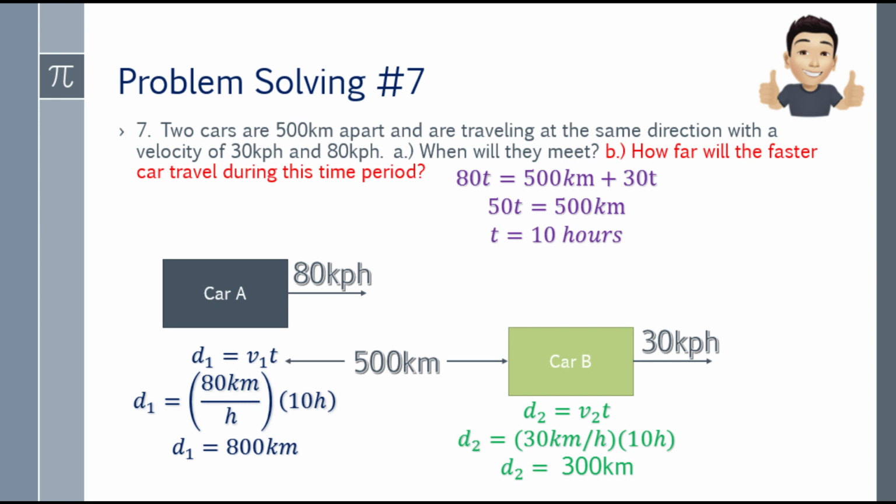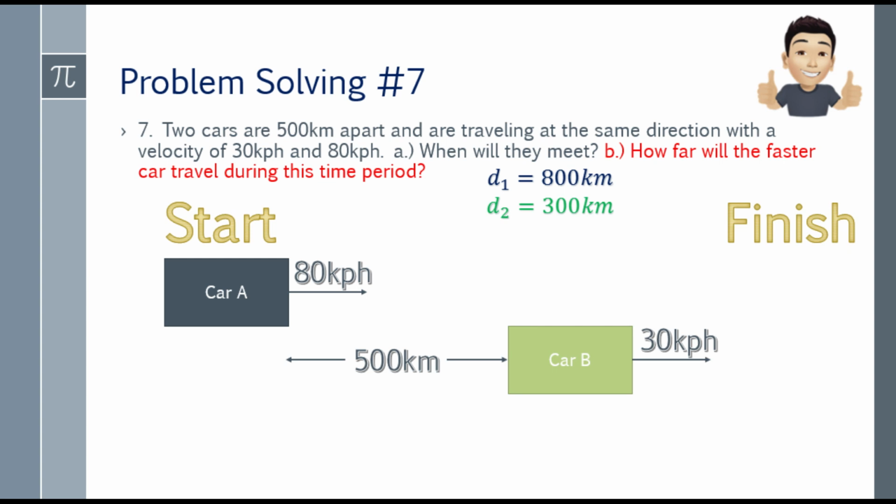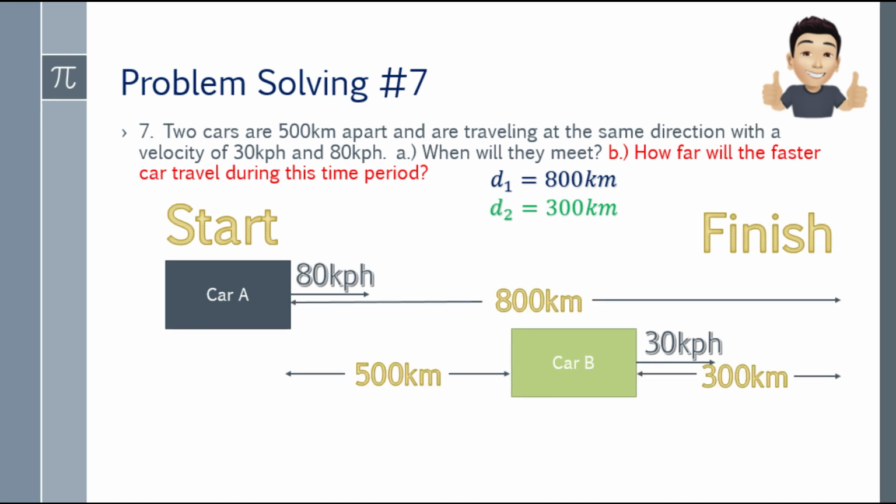For car B naman, that will be d is equal to 30 kilometers per hour times mo ng 10 hours, and the answer will be 300 kilometers. So, let's check kung yung answers natin, if it makes sense. So, visually makikita mo, gumawa ko ng start and finish line. So, for car A, 80 kilometers per hour at 800 kilometers mabubuo niya para lang magkita sila ng car B.